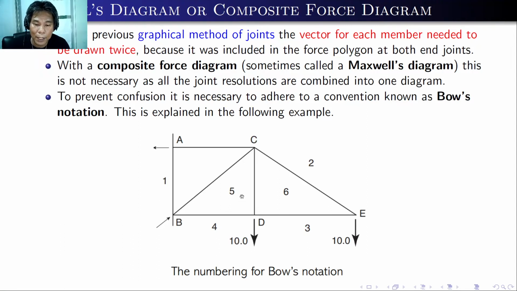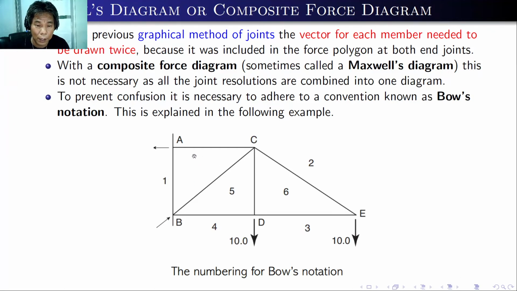Here we have the diagram showing the numbering of Bow notation. Normally it should be done in a clockwise manner. So this should be between the forces and the members. So between the force here at B and A, we have 1, A to E, we have 2, E to D, we have 3, then D to B, we have 4.